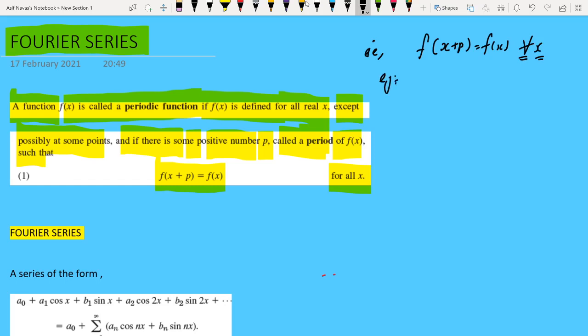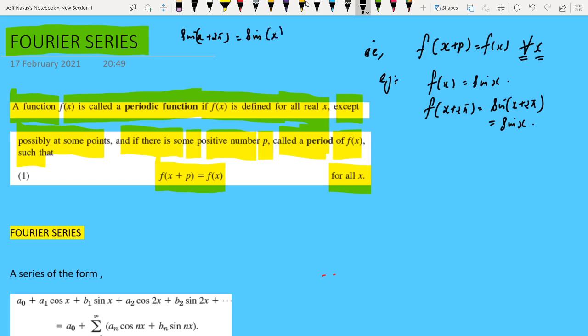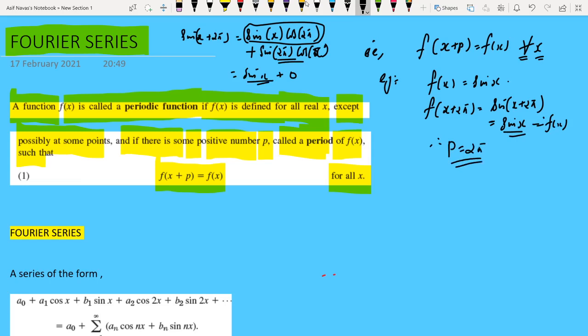An example: if I define f of x is equal to sin x, then we know that f of x plus 2 pi is equal to sin of x plus 2 pi. This is actually equal to sin x, right? Why? Because sin of a plus b is equal to sin a cos b plus cos a sin b, so sin of x plus 2 pi is sin x cos 2 pi plus cos x sin 2 pi. This is equal to sin x into cos 2 pi, which is sin x, plus 0, since sin 2 pi is 0. So sin of x plus 2 pi is sin x, which is equal to f of x. Therefore here the period p is equal to 2 pi.